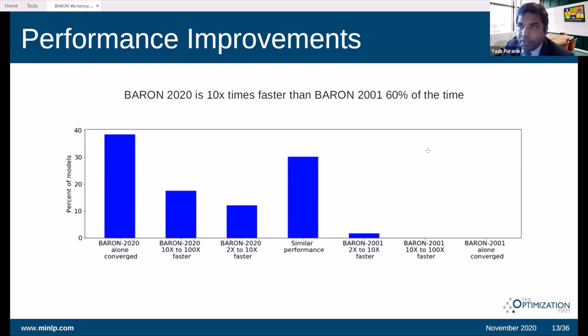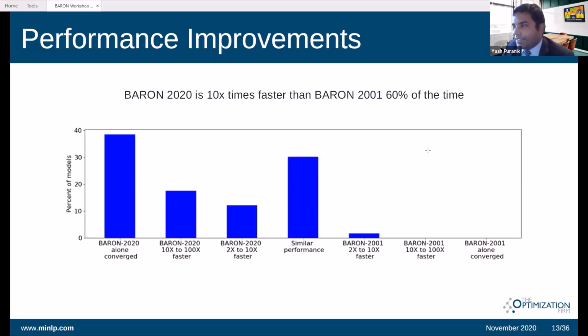Any of you who might have worked with global optimization might have noticed that often these solvers like Baron will find the globally optimal solution very early in their search, but most of the time in global optimization is taken in branching and bounding and proving optimality. So in that sense, again, we've made a lot of progress in the last 20 years.